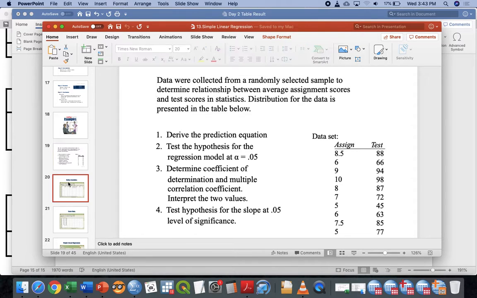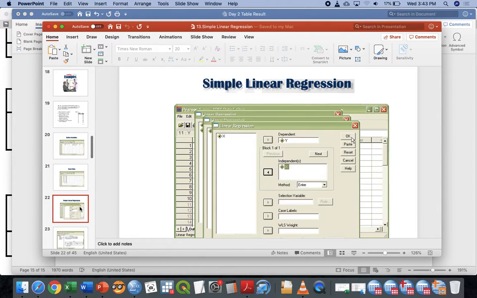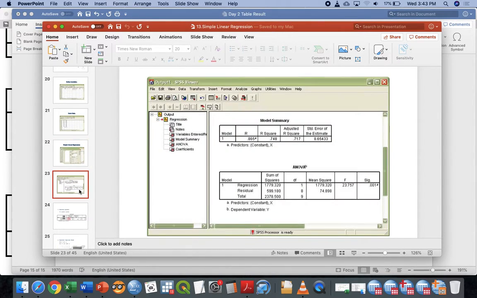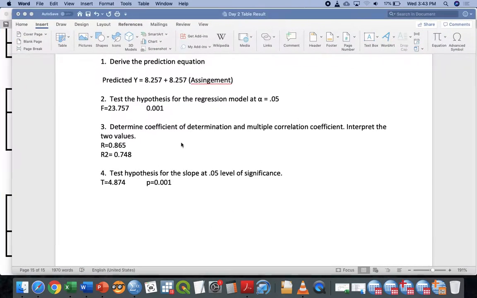So you have to put in this data, enter the data, analyze the data, and then you have the output, right? So this is our predicted equation, 18.052 plus 8.257x, where x is the assignment. Oh, okay, that is also considered right.